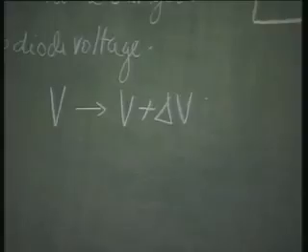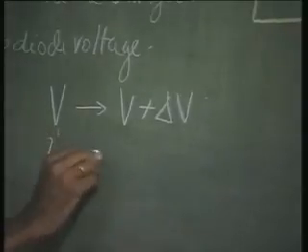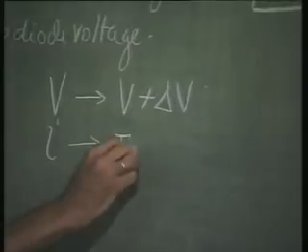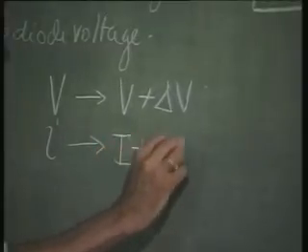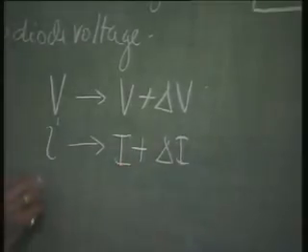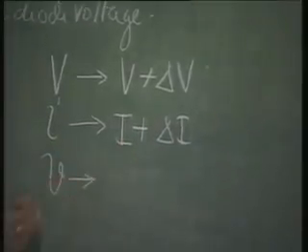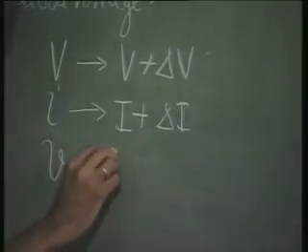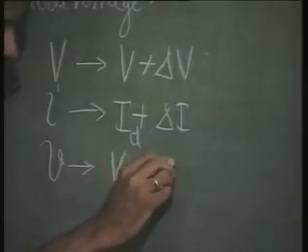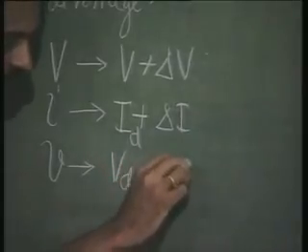Then we must have I changing from, let us say, the original operating current I diode, plus delta I, some change in current. It is this change that we are interested in. And correspondingly V is changing from the original voltage across the diode, V diode, plus delta V diode.